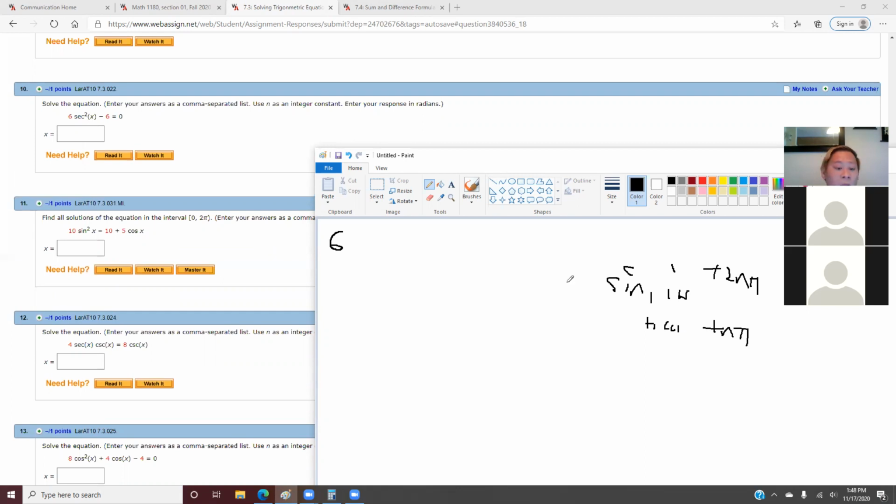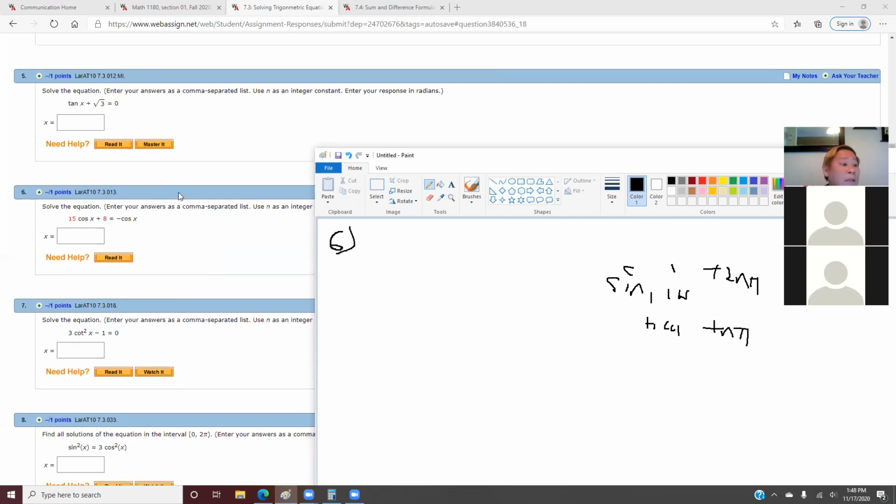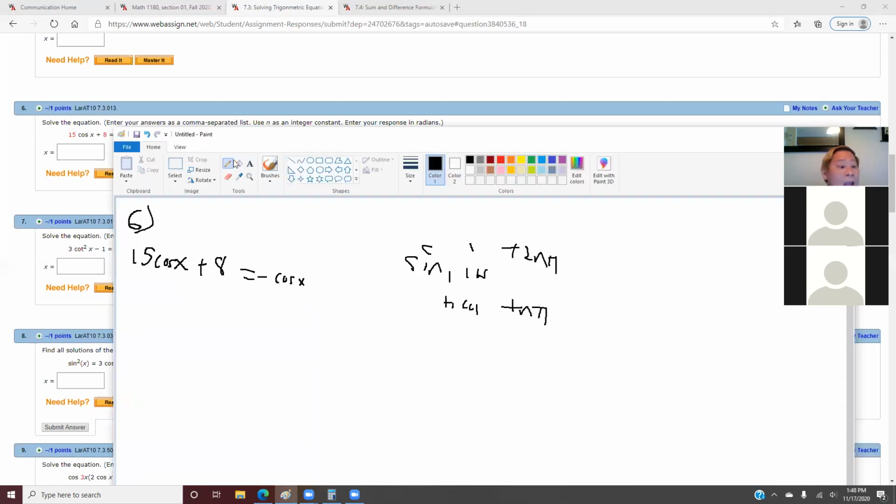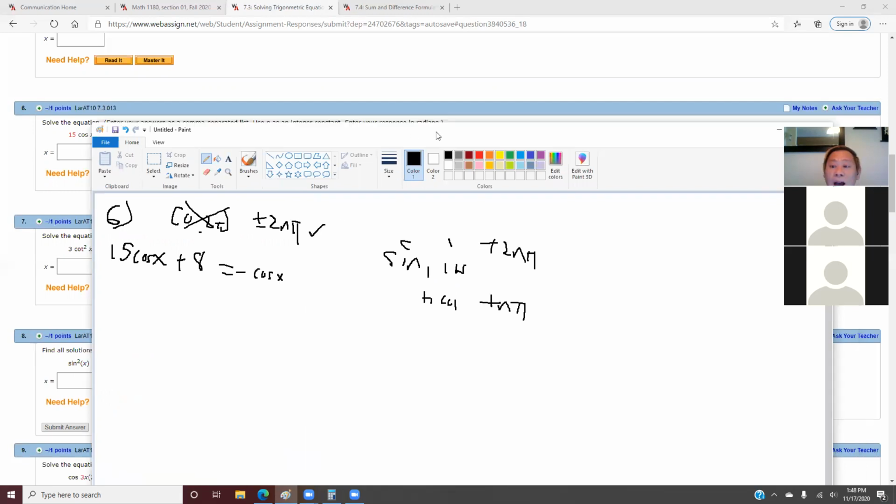Okay. So for number 6, Emily, this is my question. It's different from yours. 15 cosine x plus 8 equals negative cosine x. So how do we do number 6? And this is not from 0 to 2 pi. That means your answer should have plus 2n pi. So that's how you figure out which one you need to do.